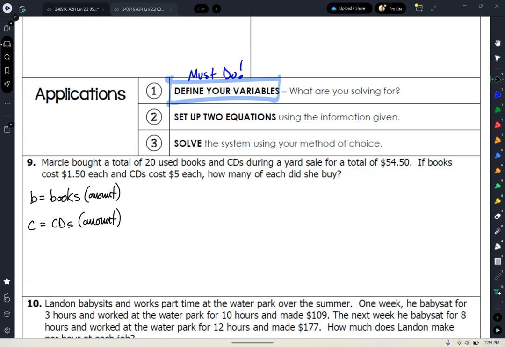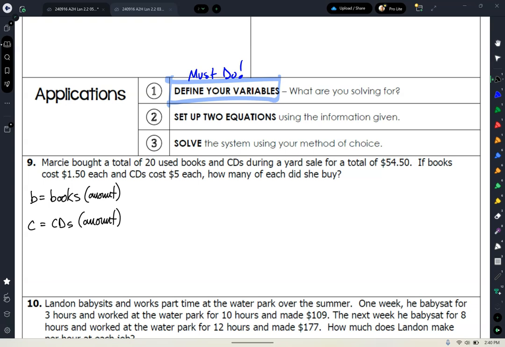Okay. Who wants to volunteer an equation? Anyone want to volunteer one? No? Dom? All right. Tell us what you got. Just one equation. 1.5B plus 5C equals 54.50. Okay. All right.